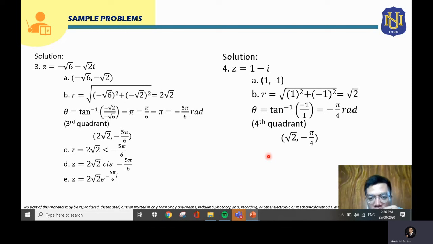For letter C, we just substitute r and theta to the polar form, r angle theta. For letter D, it's the same. We just substitute r and theta to r cis theta for the trigonometric form. And for letter E, we just substitute r and theta to the exponential form, r e raised to theta i. So these will be the answers for number 4.